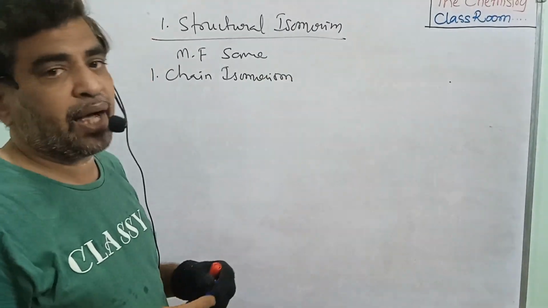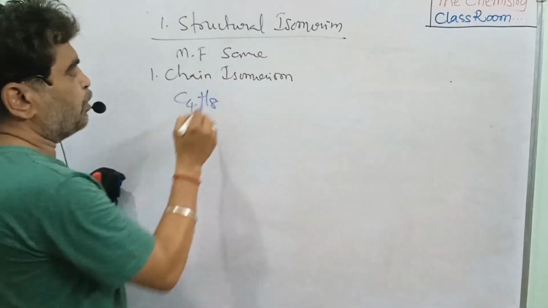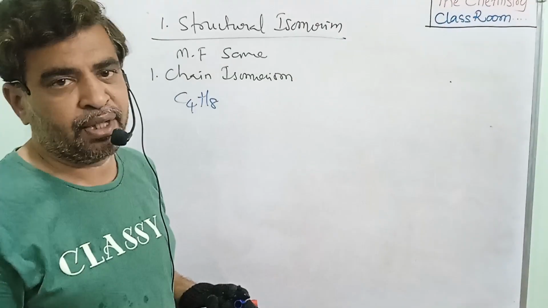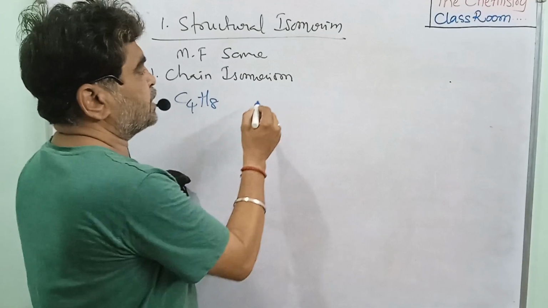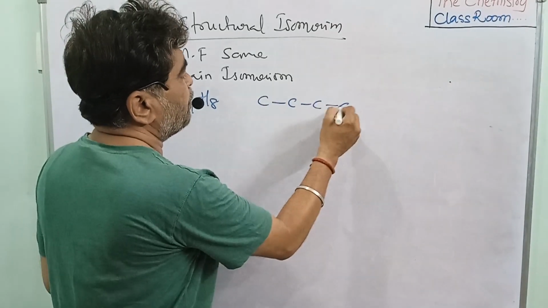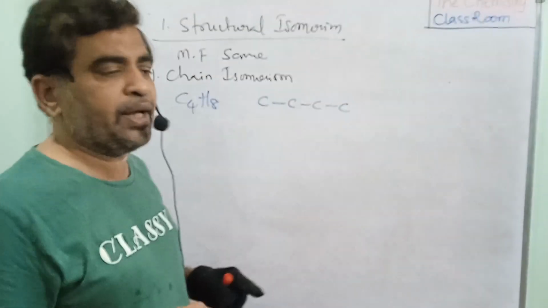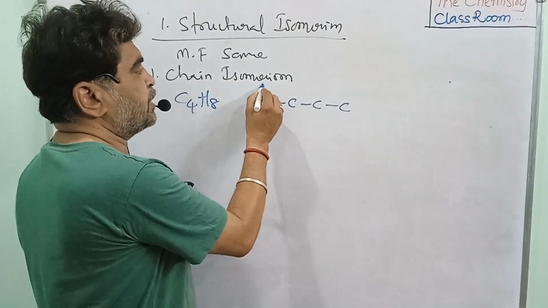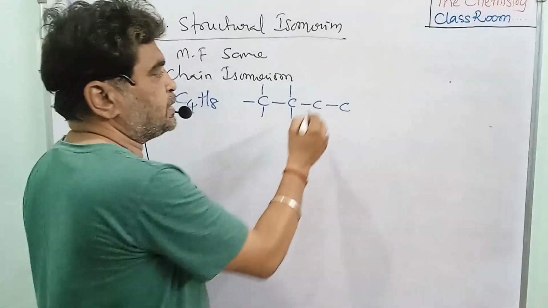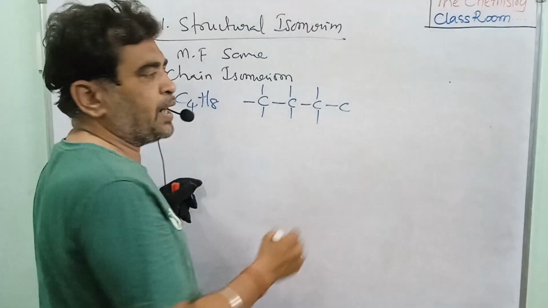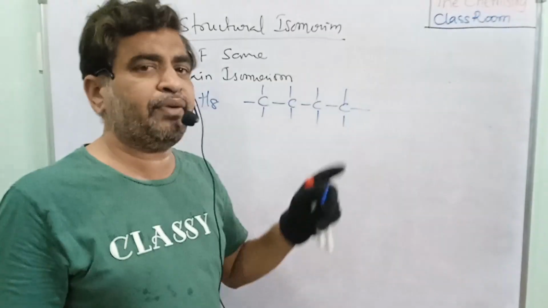For example, I have one compound, C4H10. The compound is butane. Now we see the structure. In this compound, the four carbons are attached to each other in a chain, and the remaining are hydrogens. The first carbon has 3 hydrogens, the second has 2 hydrogens, the third has 2 hydrogens, and the fourth has 3 hydrogens. Like this we made the structure.